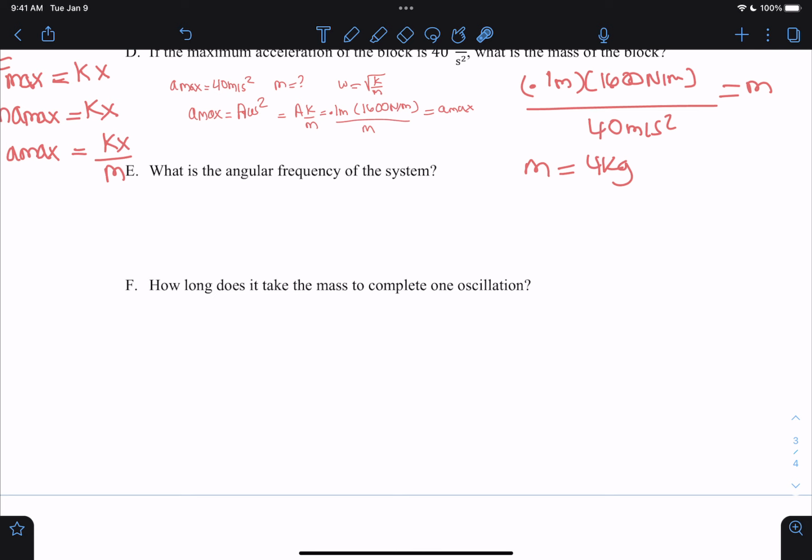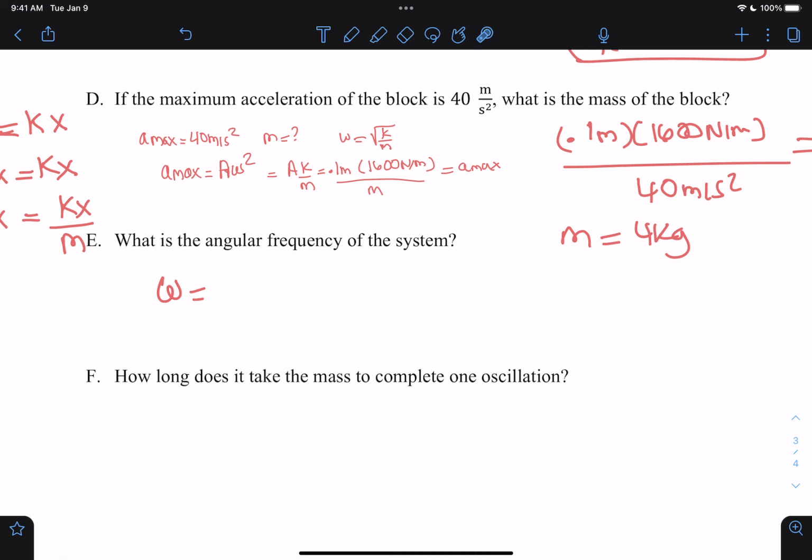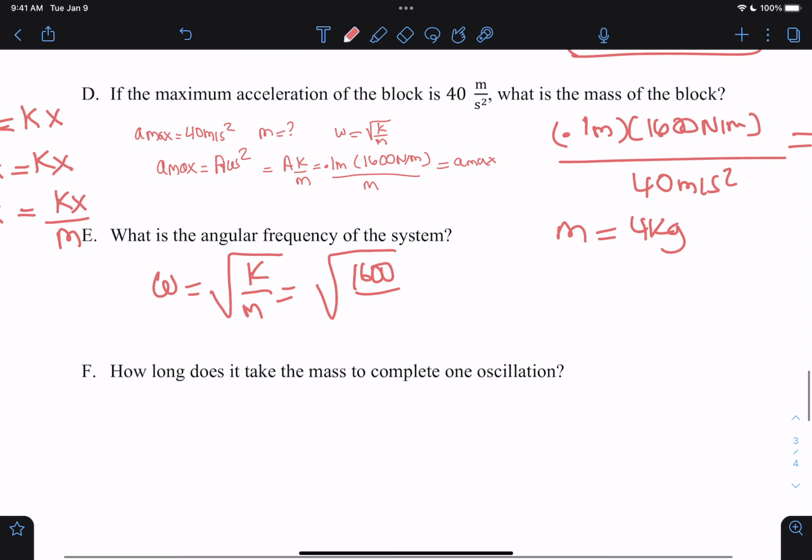So part E, what is the angular frequency of the system? They're just asking for the omega here. We kind of wrote that out earlier: root k over m. So if we were just to figure out that specific component alone, that's root 1600 divided by the mass, which is 4 kilograms, right? And that gives us 20 radians per second for our angular frequency.